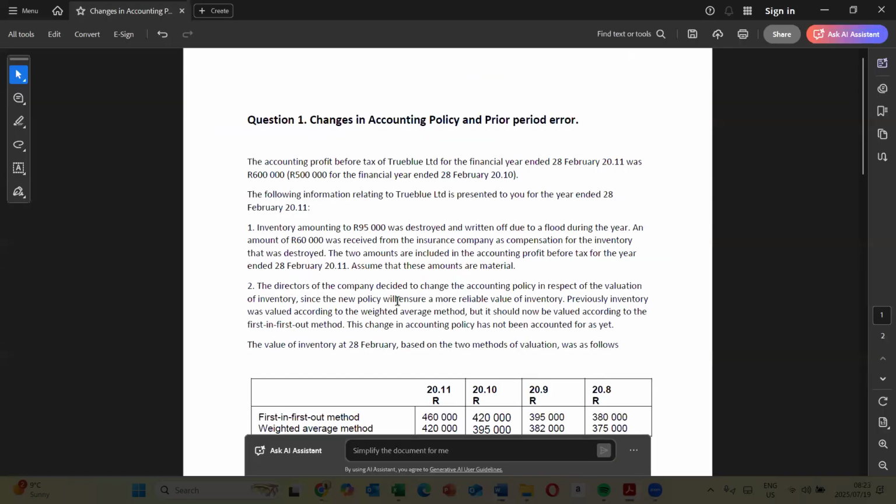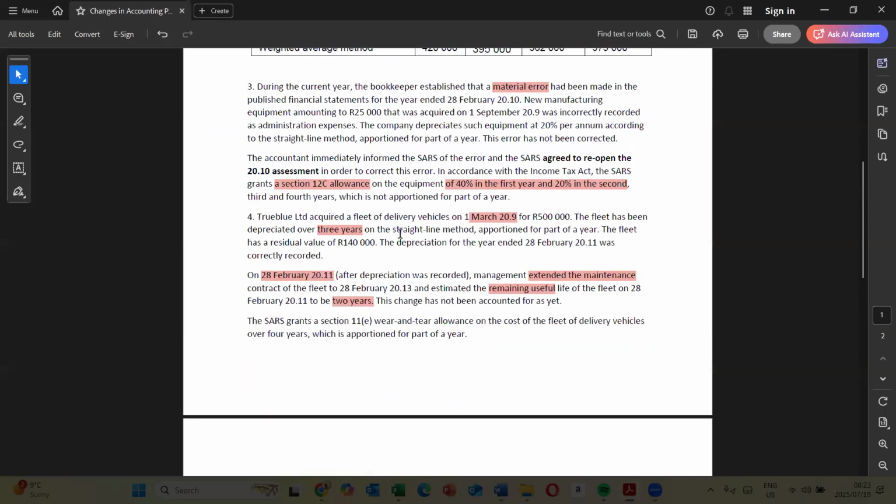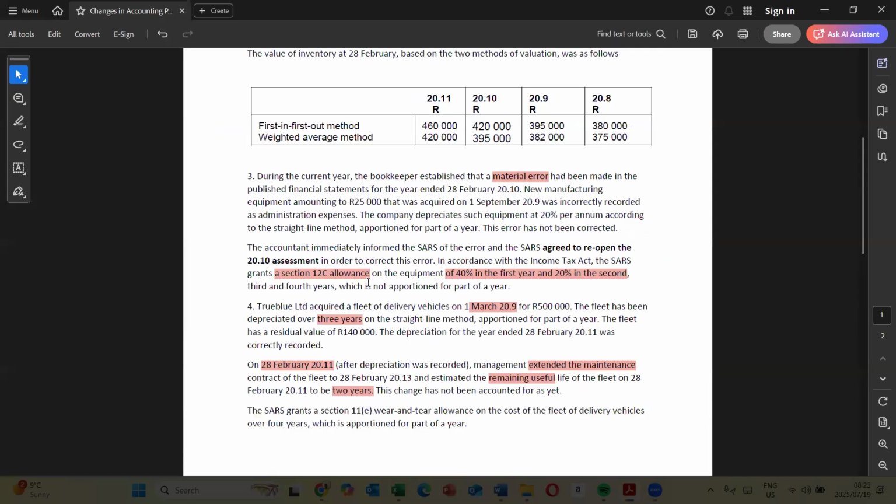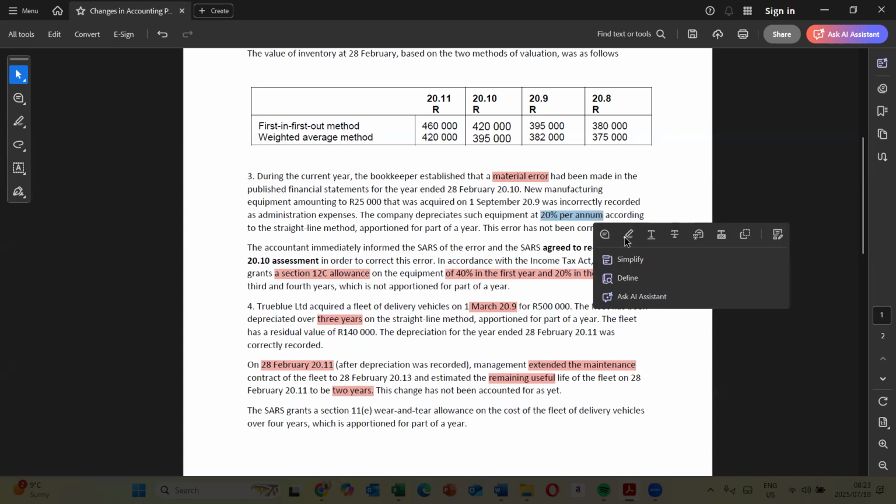Let's look at this simple example to have an understanding. If you note point 3, we've been told that during the current year, the bookkeeper established that a material error had been made in the published financial statements for the year ended 28 February 2010. New manufacturing equipment amounting to 25,000 that was acquired on 1st of September 2009 was incorrectly recorded as administrative expenses. The company depreciates such equipment at 20% per annum, according to the straight line method.